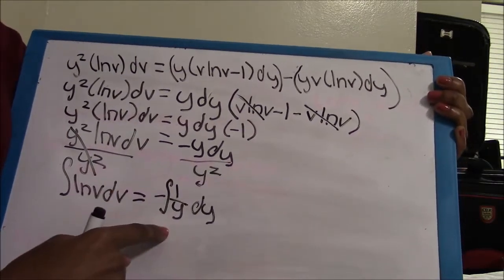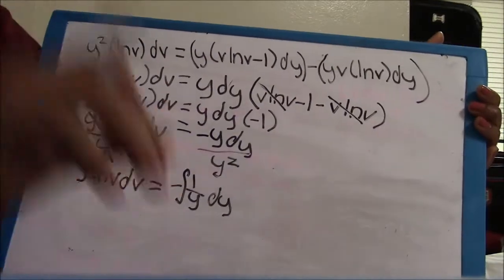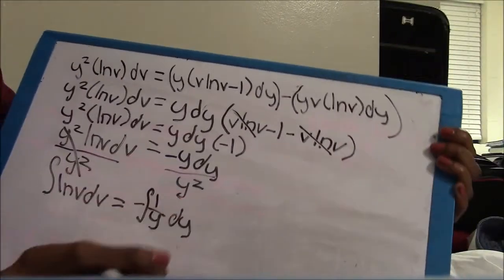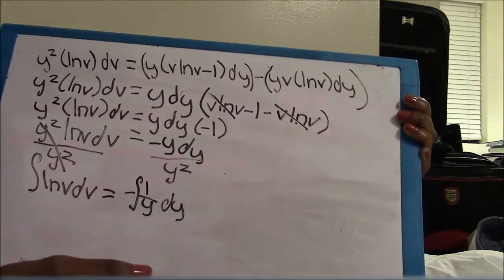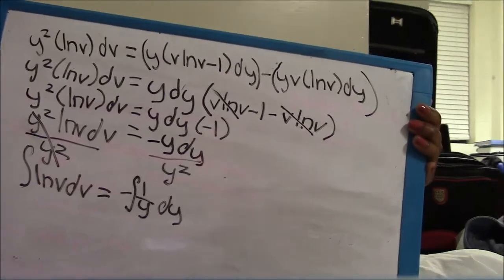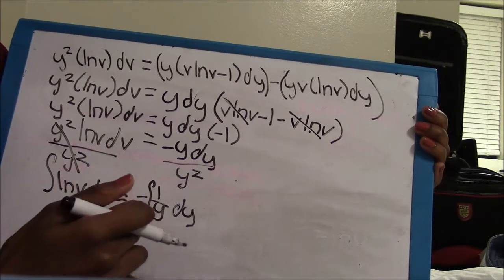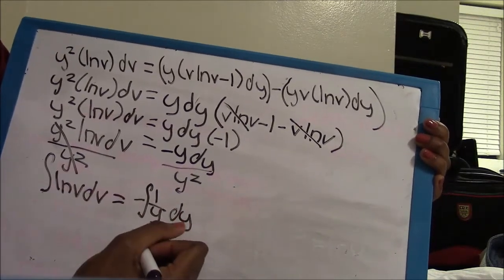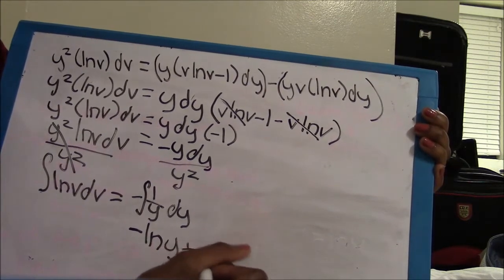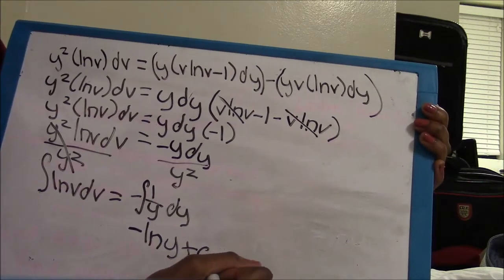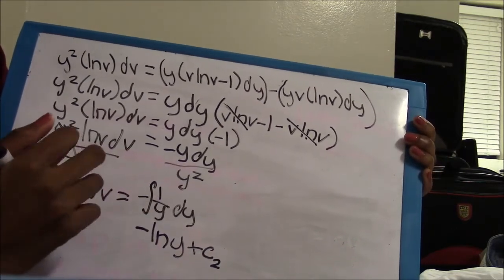When we integrate, this side's really easy to integrate, so we're going to integrate that first. Over here you can see that this is the negative integral of 1 over y. If the integral of 1 over x with respect to x is ln of x, then this is just going to be ln of y. So I'm going to say this is negative ln of y plus c. And we're going to call this c2 because over here the c we're going to make c1.